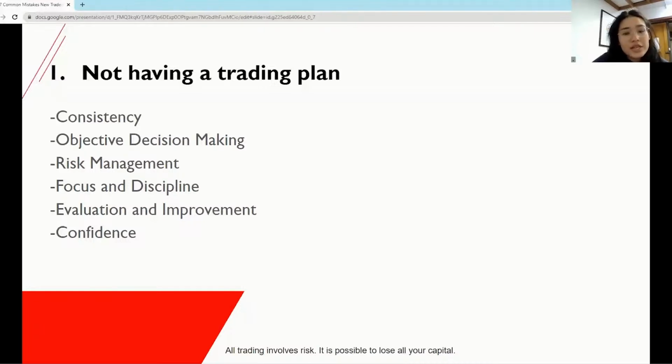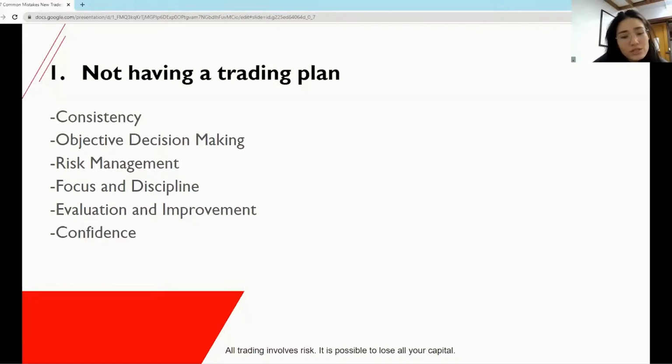Next, we have evaluation and improvement. So a trading plan serves as a reference point for evaluating your performance. By keeping a record of your trades and comparing them to your plan, you can identify strengths and weaknesses in your trading strategy. So this allows you to make informed adjustments and continuously improve your trading approach over time.